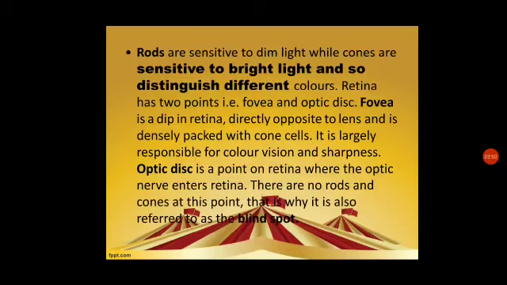Rods and cones are two types of cells. Rods are sensitive to dim light while the cones are sensitive to bright light, and so we can distinguish between the different colors.